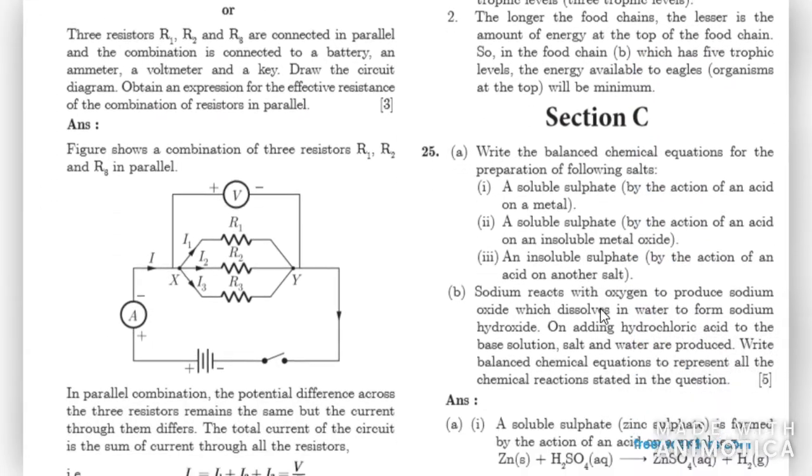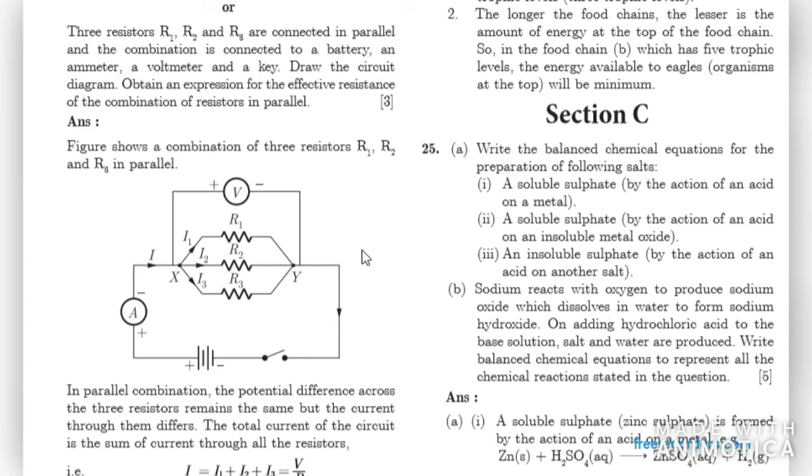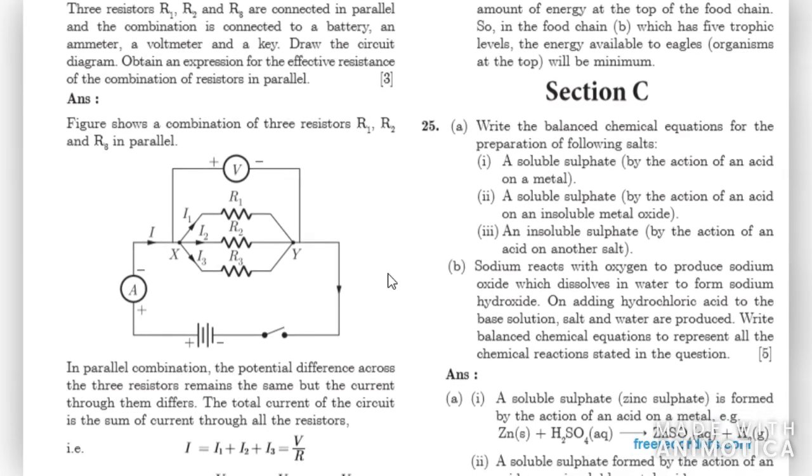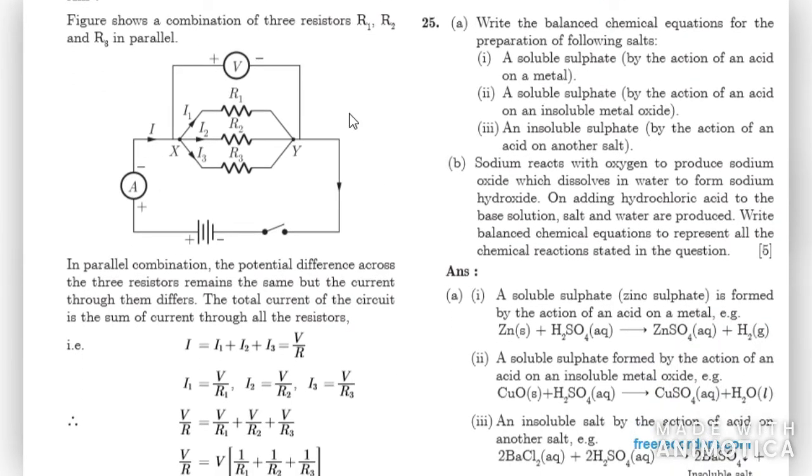Now moving on to the next part, it says three resistors R1, R2, R3 are connected in parallel, and we need to draw a battery, ammeter, voltmeter and key. Draw the circuit diagram, and obtain an expression for the effective resistance of the combination of resistors in parallel. So make the circuit like this as shown on screen. They must be in parallel, and with respect to them make a voltmeter around it and an ammeter in series, then make a switch, and make a battery around it.